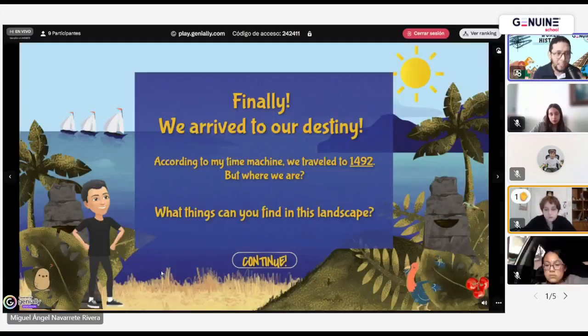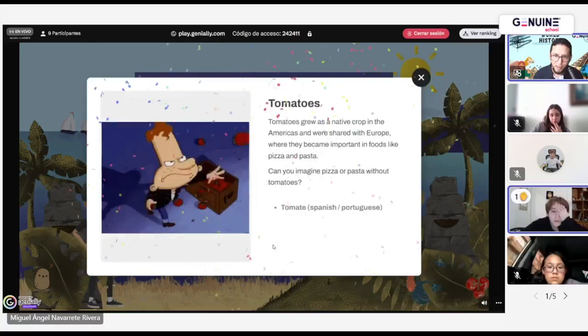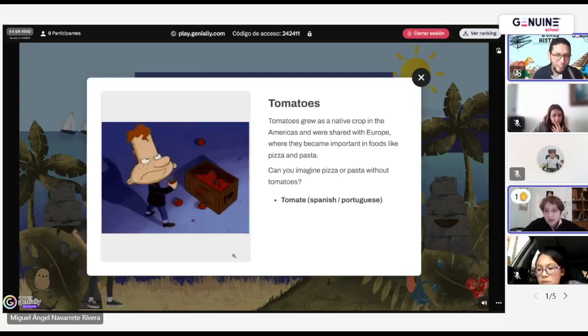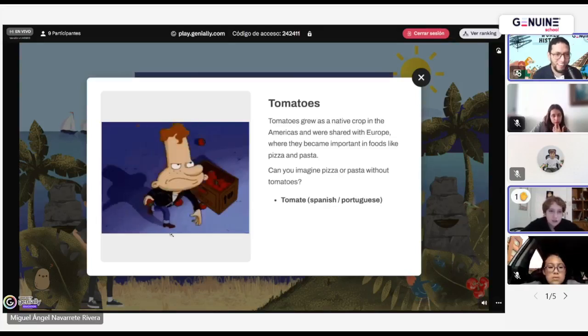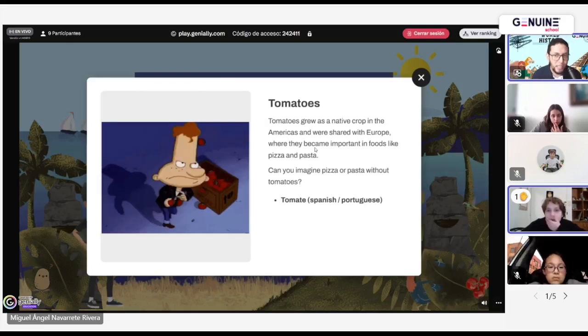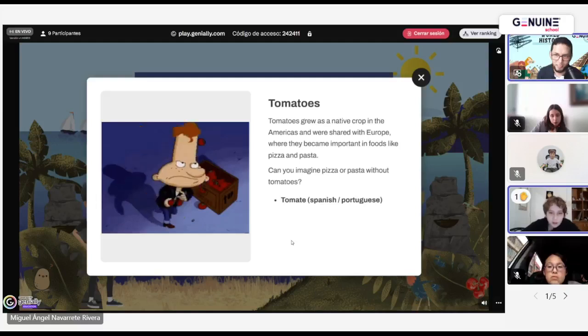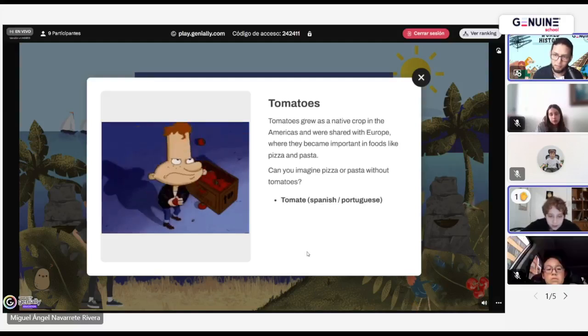What other hidden thing do you have? Ethan, do you have another one? I found tomato, turkey, cauliflower, no, how do I say the bird, the cool bird, the hummingbird. Yes, the hummingbird. I found the sun, the tropical weather, the rock, and the potato, tomato, and the sheep. Okay, so Ethan, can you help me read this slide, please? Tomatoes grew as a native crop in the Americas and were shipped to Europe, where they became important in foods like pizza and pasta.